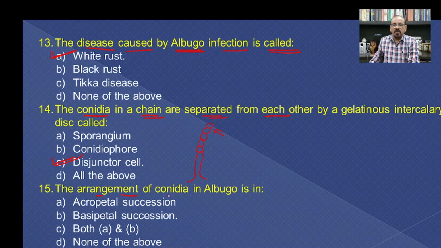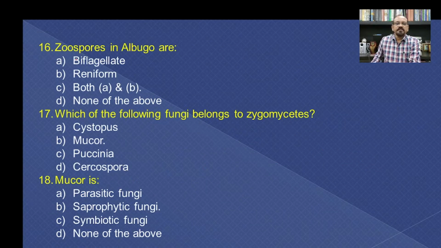The arrangement of conidia in Albugo is, if you see this one conidia which is younger and this one is the oldest one, and such a type of arrangement of the conidia is known as basipetal, and hence B will be the correct answer for this question. Zoospores in Albugo are biflagellated and even reniform, and hence both A and B become the answer for this question.